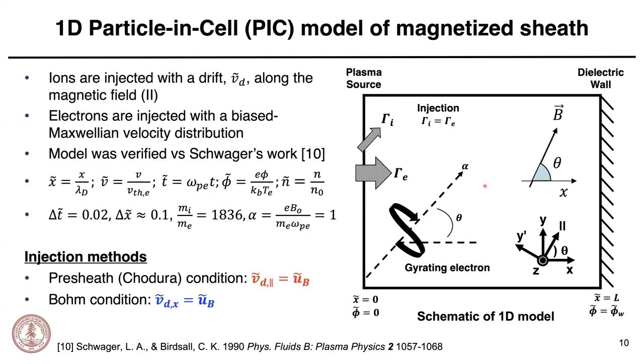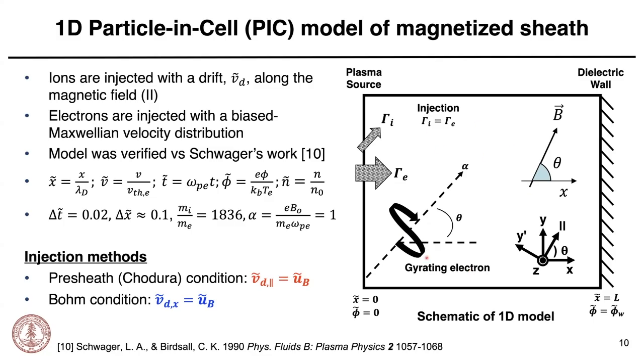Here I'm showing a schematic of how it's going to work. It's one-dimensional, and on the left we'll have the source of plasma, where we'll be injecting equal fluxes of ions and electrons. On the right is the dielectric wall, and we'll have a magnetic field at a certain angle theta. We'll inject the electrons with a biased Maxwellian distribution, and the ions will be injected with a certain drift velocity directed along the magnetic field. We've done verification studies in the non-magnetized case to confirm that we get the correct potential drops.